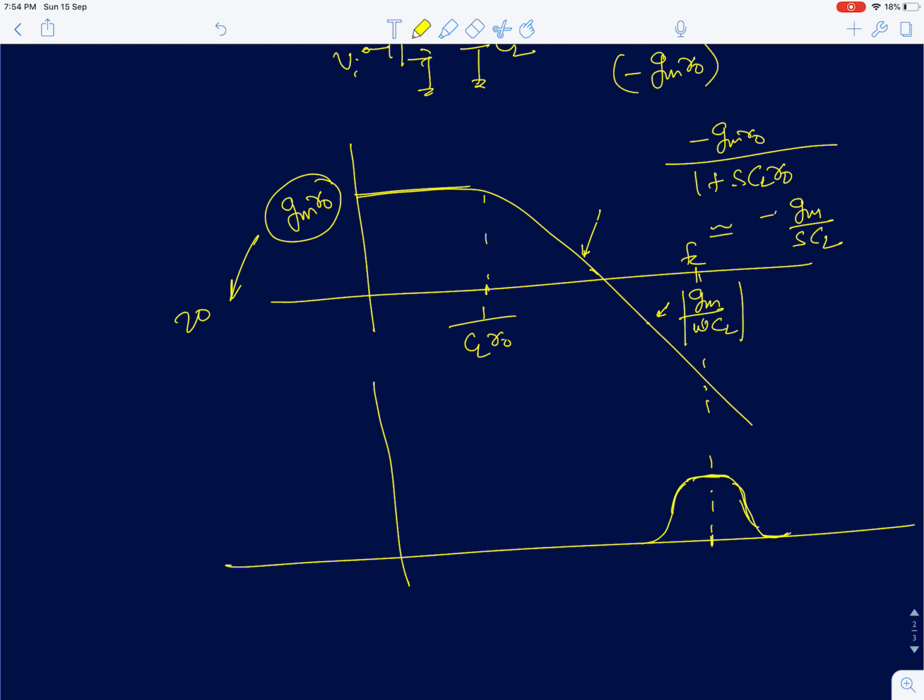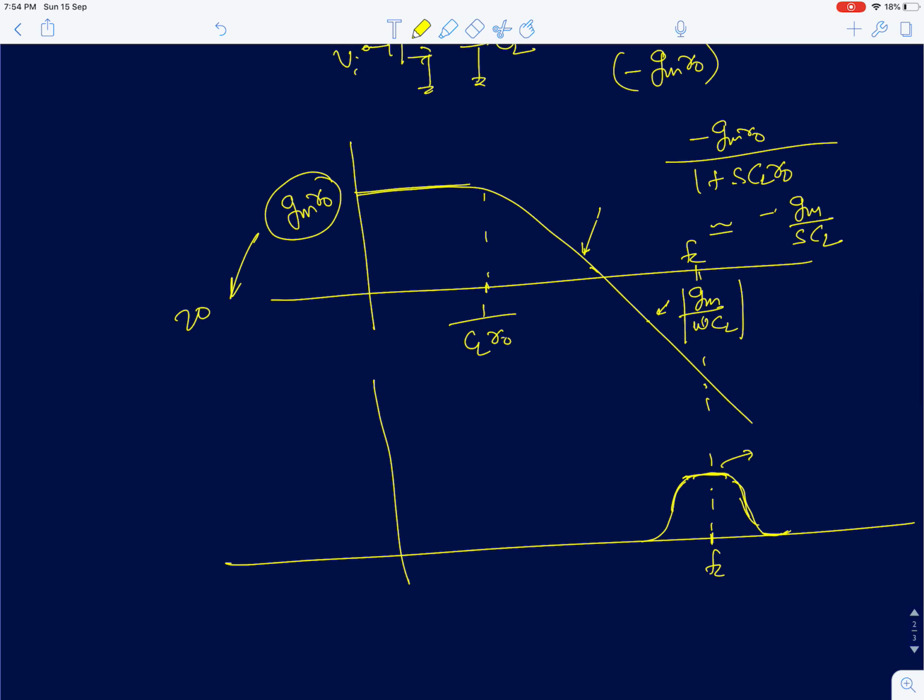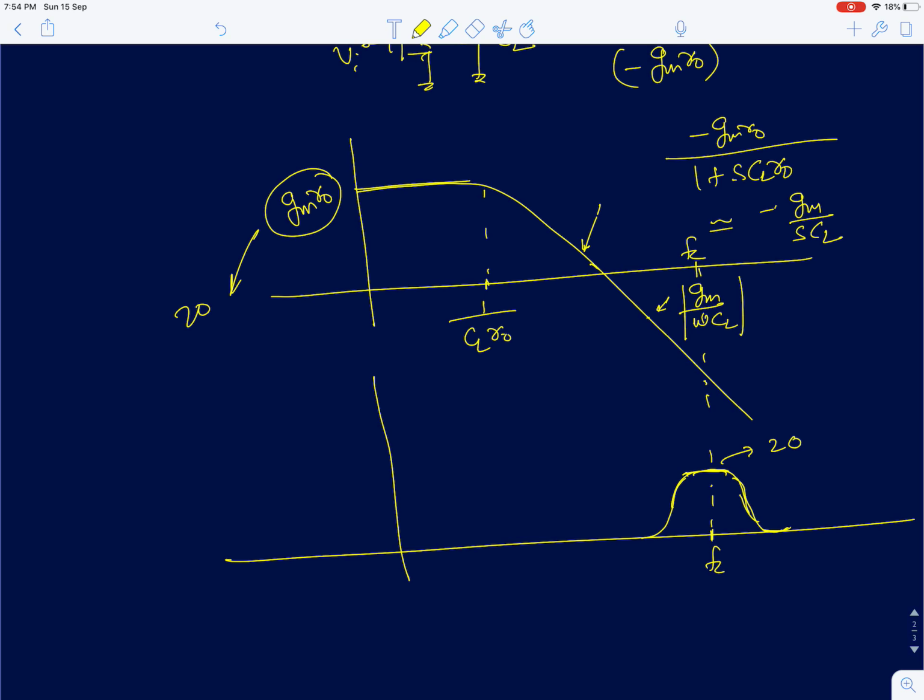Say gm r0 is 20, and say we need a gain of 100. We will have to cascade at least 2-3 stages. Let me just assume that the gain needed at the peak gain around Fc for the first low noise amplifier is say 20. How do we get that?